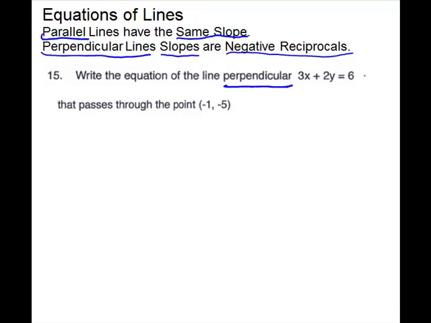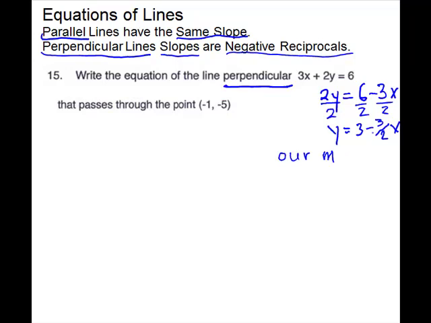Next, we're going to write the equation of the line perpendicular to this line that passes through a certain point. So our first job is find the slope of this line. That means you need to isolate your y. So we have 2y equals 6 minus 3x. Divide by 2. Y equals 3 minus 3/2 x. Remember, our slope has to be a negative reciprocal of that. So our slope will be positive 2/3.